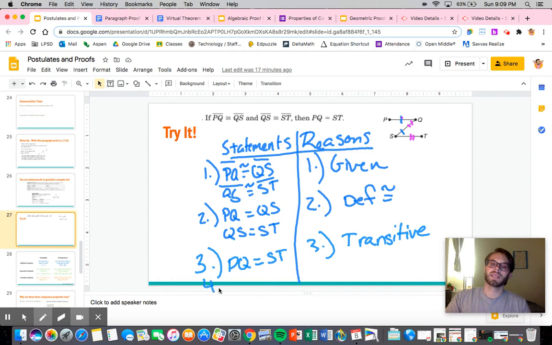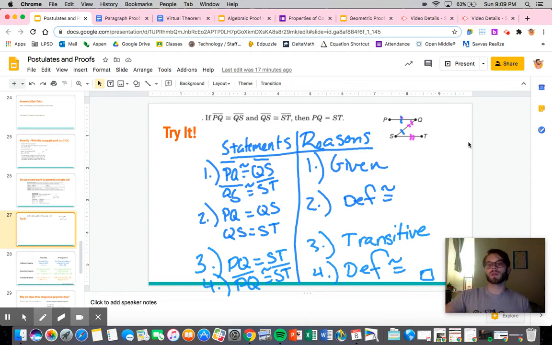And then finally, same type of concept here. Segment PQ is congruent to segment ST. And that was done by the definition of congruence. Okay, now I am done. Or you could again use QED. So all we did was the same arguments that we were making before. Now we just applied them to geometric properties.